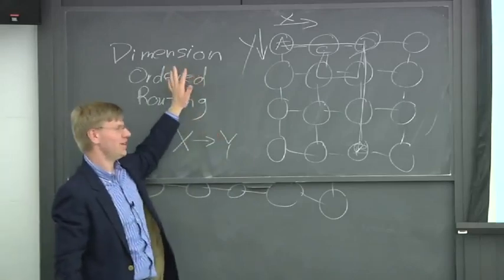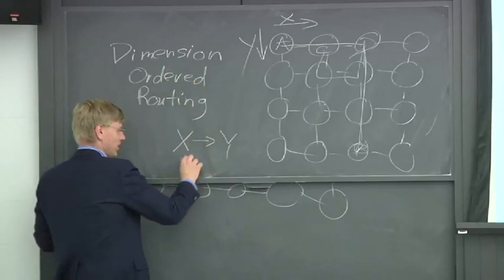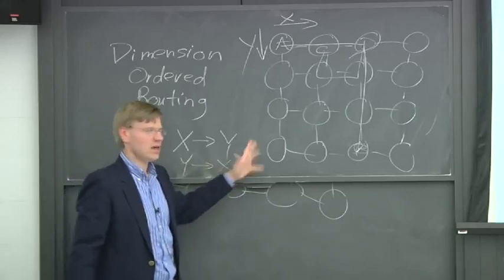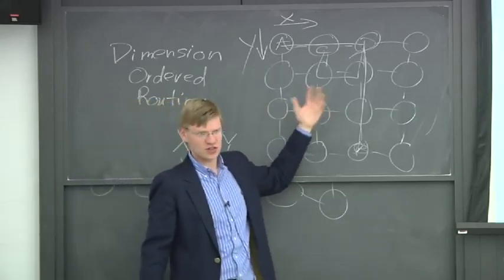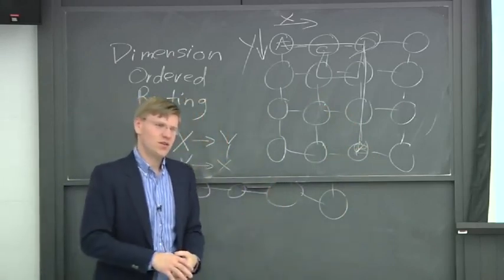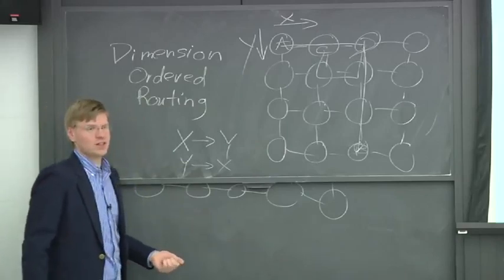Now, dimension ordered, there's networks that are, let's say, x and then y, and you can also have, let's say, y and then x. This also generalizes to three-dimensional, n-dimensional sort of spaces. You do, let's say, x then y then z, or w then x then y and then z, or something like that in a four-dimensional cube.